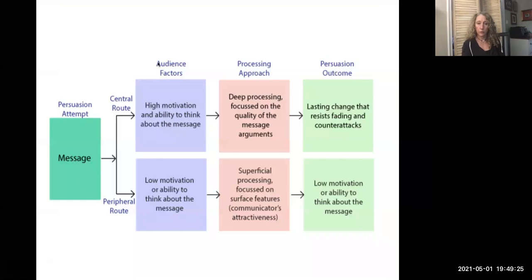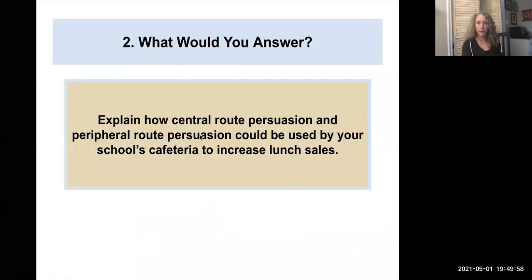So here's just another example. When you're looking at the central route, there is high motivation and ability to think about the message itself. It's not all the external things. There's deep processing focused on the quality of the message and arguments, and then lasting change that resists fading and counterattacks. Peripheral is low motivation or ability to think about the message. You're not really thinking about it. It's almost like you're kind of being guided. And it's superficial processing, with low motivation or ability to think about the message.